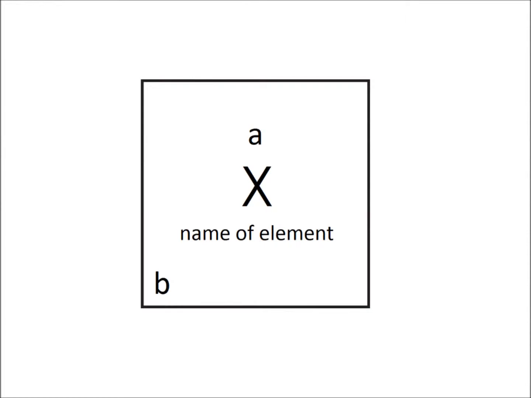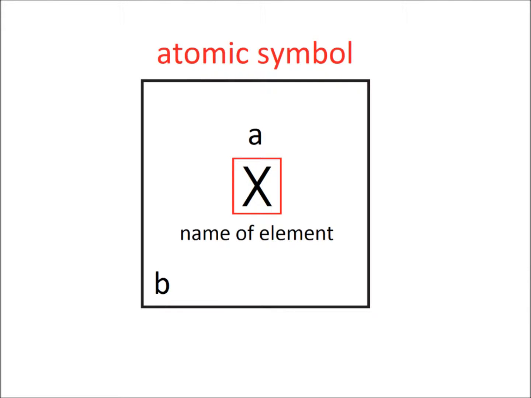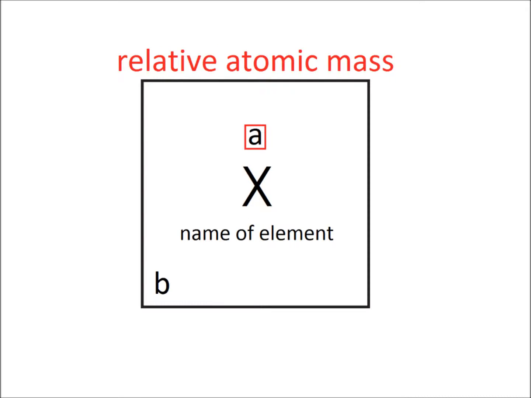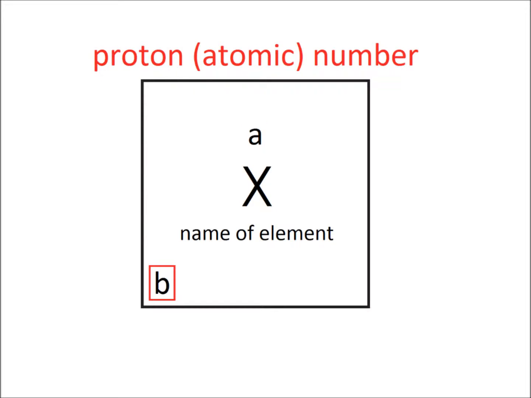This is the format for an element in the periodic table. X stands for the atomic symbol. Each element has one. A stands for the relative atomic mass. This stands for the relative number of protons and neutrons in an atom of an element. B stands for the proton number or atomic number. This is the number of protons in an atom of this element, and it is what defines it as an element itself.